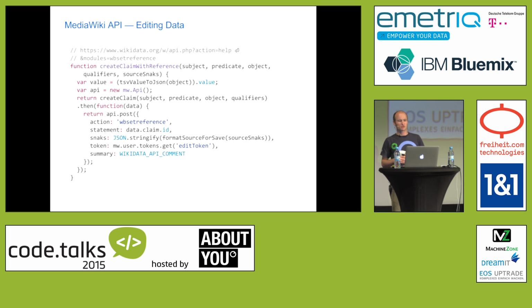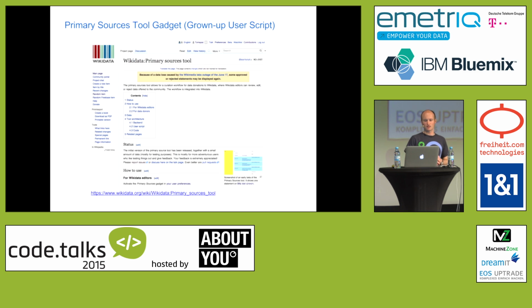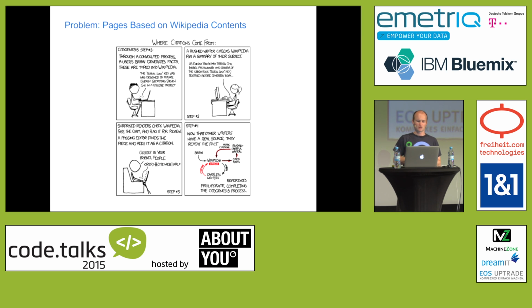Okay, so once this was ready, we tested it. We had a number of beta testers, and eventually, the user script got converted into a so-called gadget, which means people can easily activate it, so they don't have to go to their commons.js file and paste in stuff manually or link to stuff manually, but they can just activate it in their preferences. So we created the primary sources gadget so that people could use it directly in their Wikidata instances.